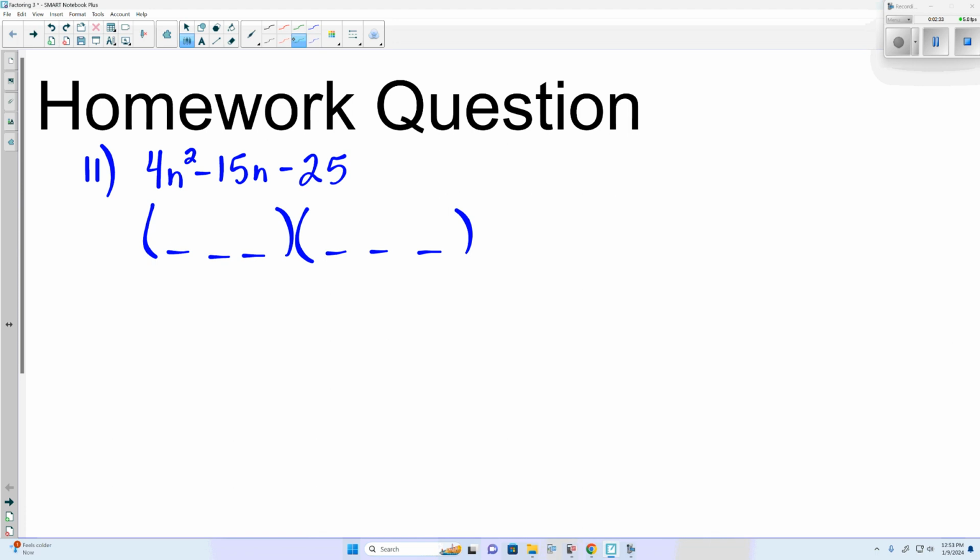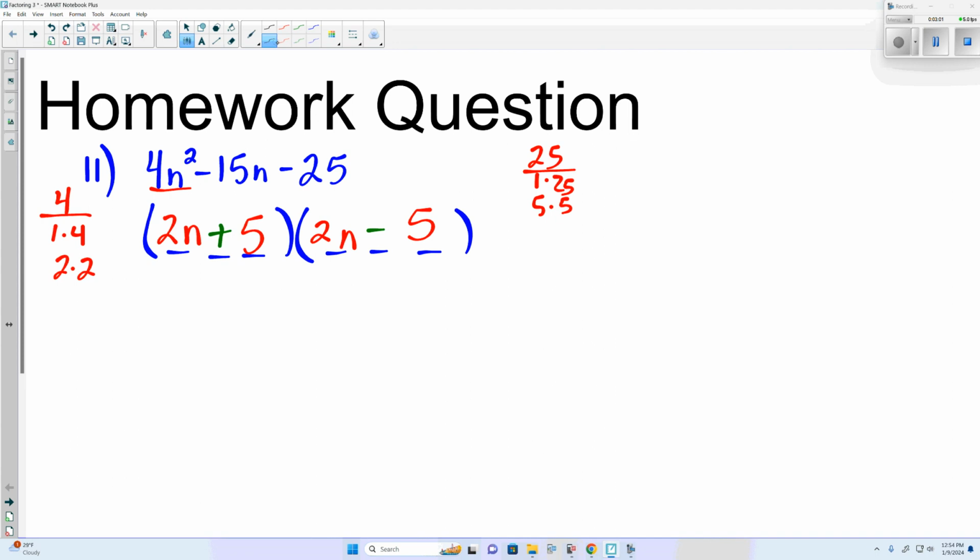Since the third term is negative, our signs are opposite. Factors of the first term would be n and n. Now the factors of 4 are 1 and 4, or 2 and 2. Well, we can try 2 and 2 first. And the factors of 25 are 1 and 25 and 5 and 5. We can try 5 and 5. This is definitely not going to work because our 2n times negative 5 would be negative 10n. Our 5 times 2n would be plus 10n, giving us 0.